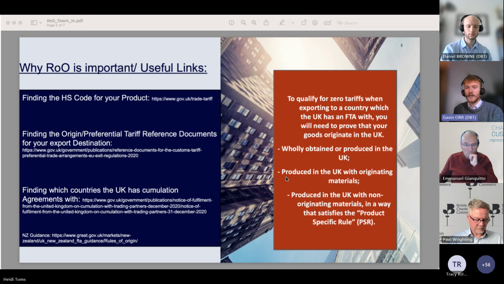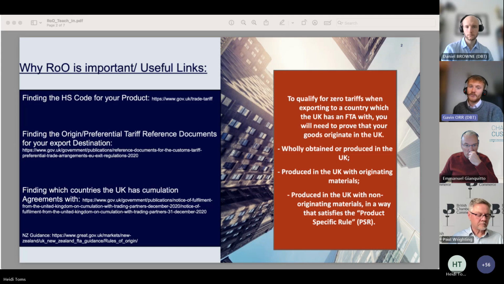So let's just quickly start with the basics. On the right of this slide, in the red box, essentially rules of origin are in every free trade agreement, and they're the criteria which determine the economic nationality of a good, which therefore means if the product is eligible or not for preferential rates under a free trade agreement. In simpler terms, rules of origin answers the question, where is the product from? What is the economic nationality of the product?